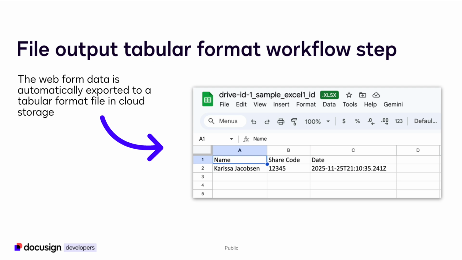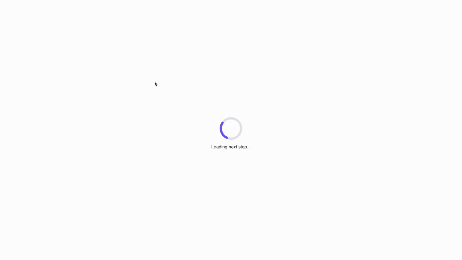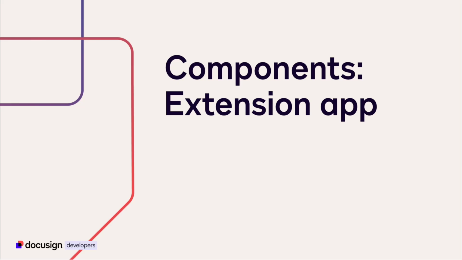At this point, behind the scenes, the File Output Tabular Format extension takes the candidate's form data and the current date and exports it into a spreadsheet automatically. Finally, the user will see a confirmation screen confirming that the workflow is complete. Now let's take a closer look at how this works.